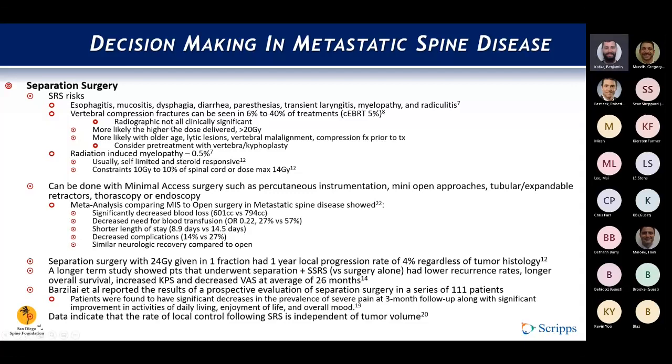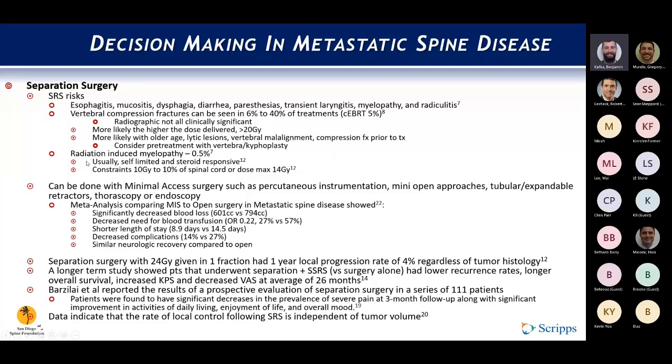And most of these are radiographic and not clinically significant. And we're finding that there seem to be dose dependent, with higher rates with doses above 20 gray. And as you'd expect, there are higher likelihood in older patients with lytic lesions, de novo malalignment, and compression fractures. So in those patients, you can consider pretreatment with vertebral kyphoplasties, or you can just have that patient on your radar and have them closely followed.